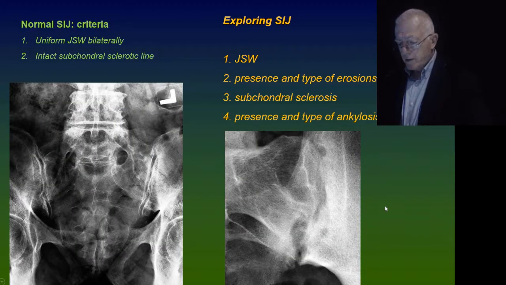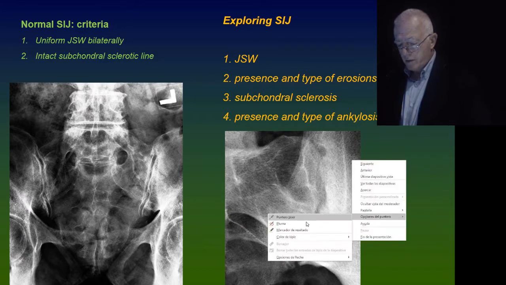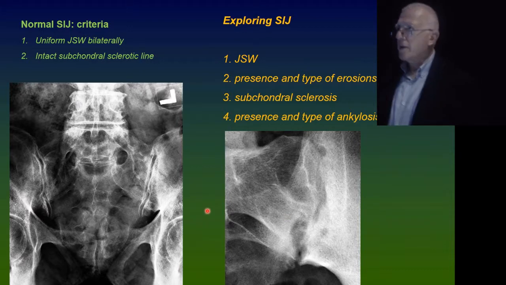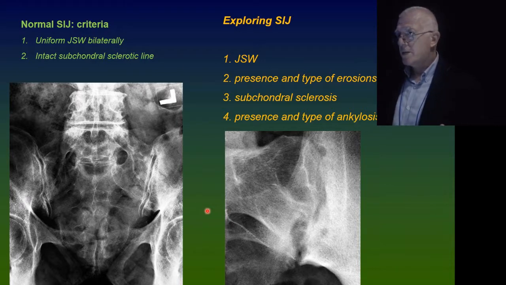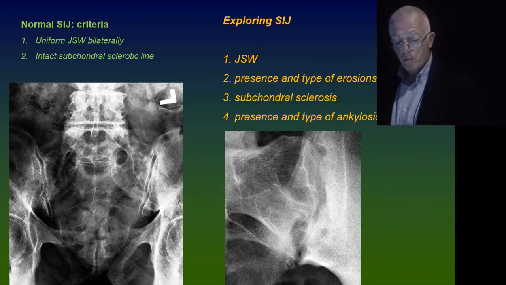So what we need to know regarding the plain films is that there is a wide variation of the joint space width. Therefore, in each patient, we need to compare the width on the right side to the width of the left side in the same patient.